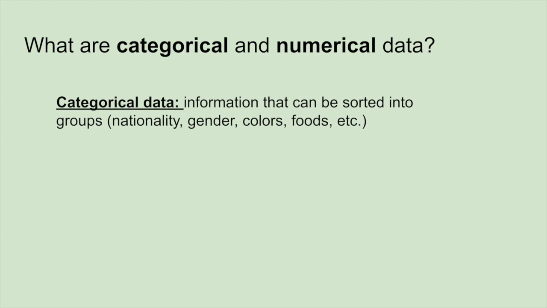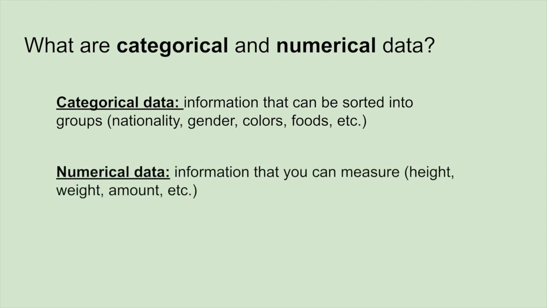So categorical data is information that can be sorted into groups: different nationalities, genders, favorite colors, types of food, anything that you can sort in groups. Numerical data, on the other hand, is something I can measure. Heights, weights, amounts of something. Numerical data is represented with numbers. Keep in mind, favorite number is still categorical data because it doesn't represent an amount of something. So it has to be measurable to be numerical data.